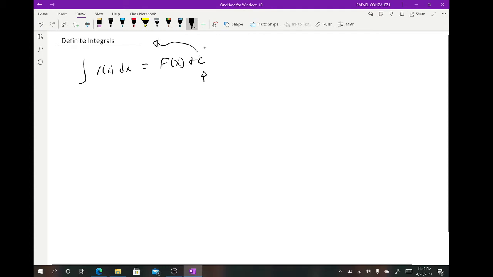So the definite integral will give us the solution to this value of c, and it will also give us some more information about what the integral is representing. So first of all, let me define what the definite integral is.